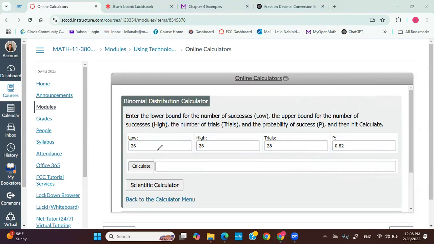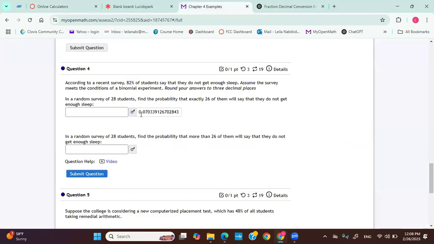Now let's calculate. And that's the answer, 0.0703. And yes, the correct answer is also 0.0703. In the second part, it says, in a random survey of 28 students, find the probability that more than 26. More than 26 means you want to find the probability when x is greater than 26.